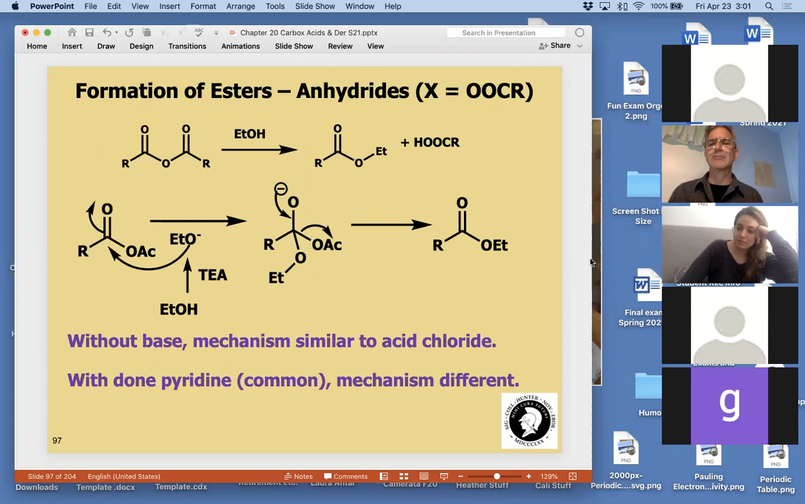Okay. So my question is, you said that this mechanism can be done with TEA, but are you showing this in this slide, or are you just letting us know that it can be done with TEA? No, triethylamine, TEA. It's not tea. Actually, we never pronounce that word. It's cute.